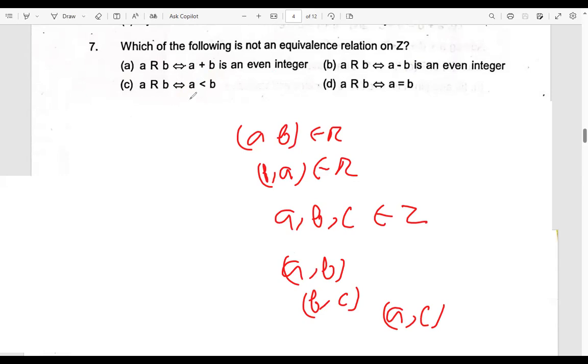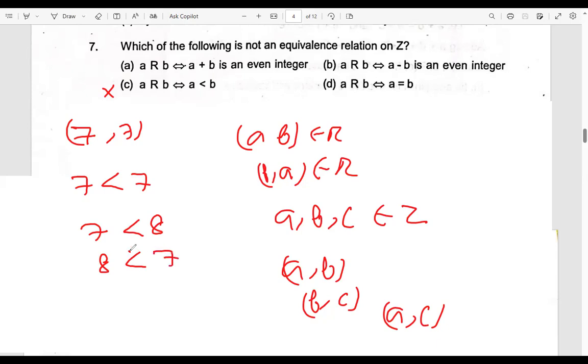It says a R b such that a is less than b. So if I take 7, 7, checking for the reflexivity, 7 is not less than 7. It is equal to 7. So it is not reflexive, right? Even if you take other examples, 7 is less than 8, so (a,b) belongs to R, but changing the order, we see that 8 is not less than 7. So it is not symmetric as well. So once it is not reflexive, we could have told in the beginning that it is not an equivalence relation, irrespective of whether it's transitive or symmetric or not.